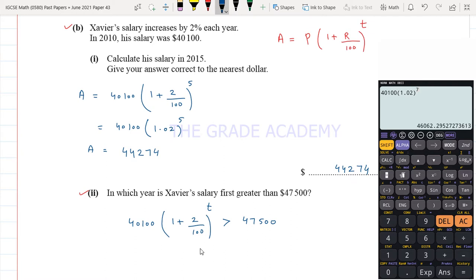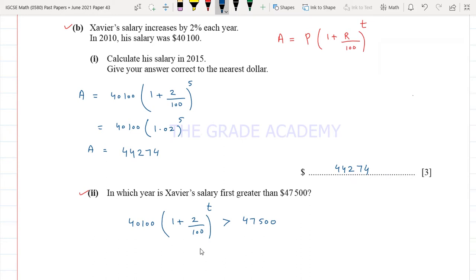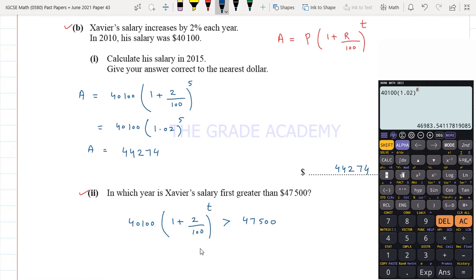If we take T equals 7, we get 46,062, which is again less than the value. If we take 8, we get 46,983, which is still less than our value. Let's take 9. Now we get 47,923, which is greater than 47,500. So T equals 9 is a solution to this inequality.